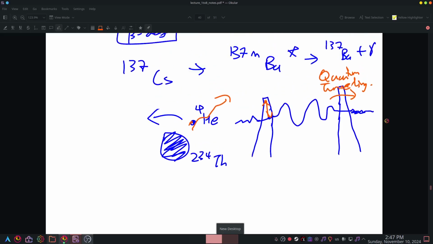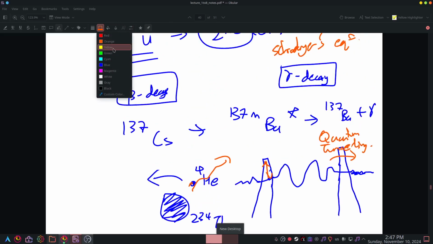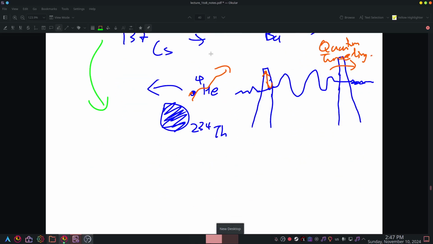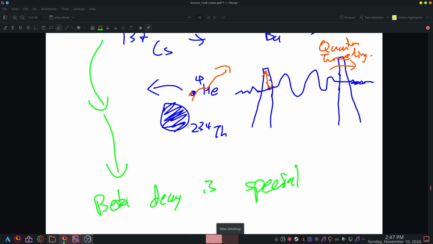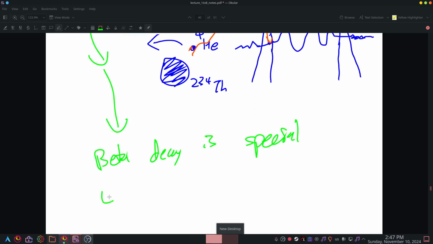Beta decay is its own special thing because it's mediated by the weak nuclear force. It is special because it relies on the weak nuclear force.